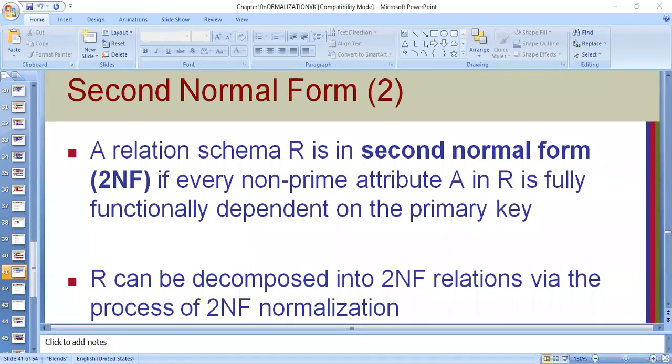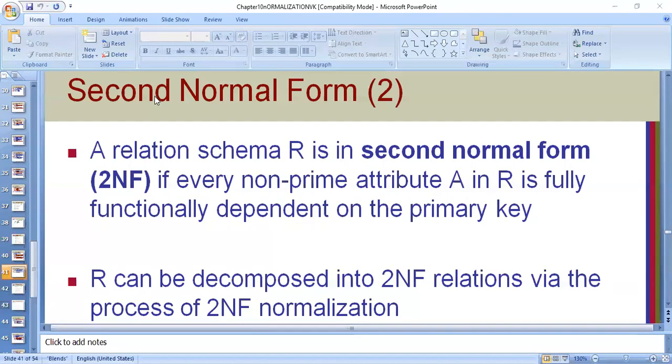One was of a multi-valued attribute, where in the department table, department locations was the attribute that had multiple values for the same department. To solve that, we decomposed the table into two parts: one table was department, and the second was department locations, in which we separated the locations. Now let us see the second normal form.